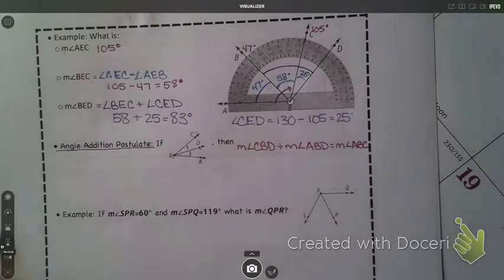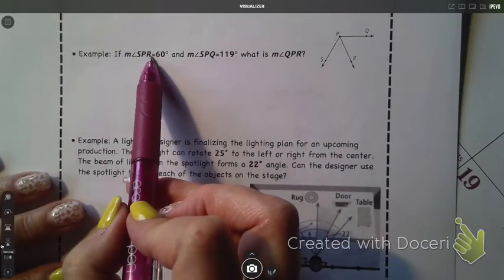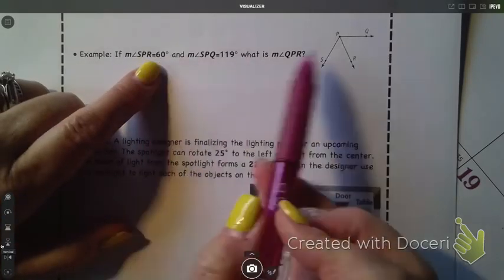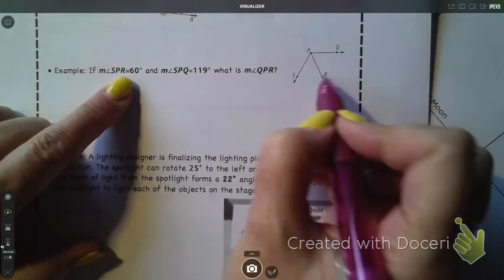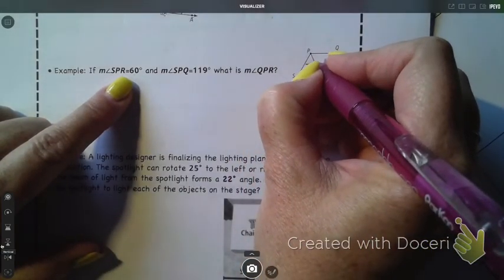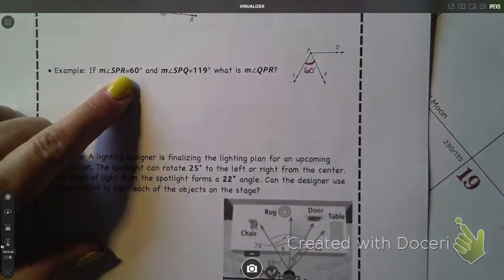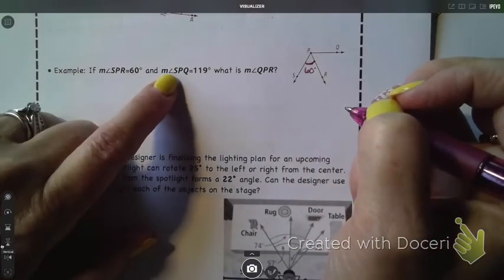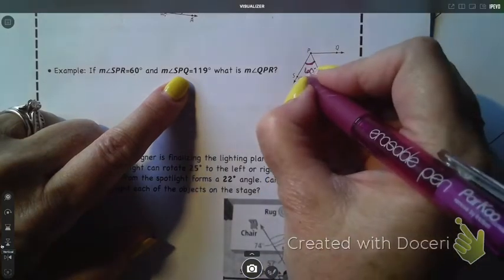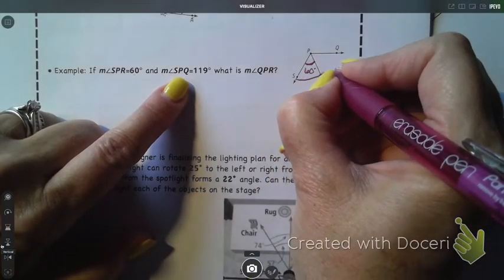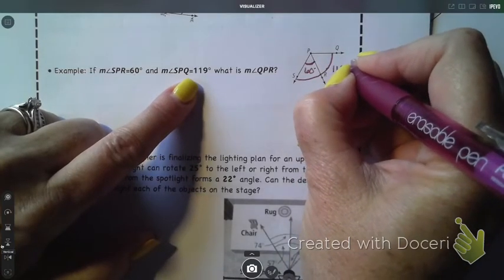Okay? AFC. So, if the measure of SPR equals 60, what should we do with that information? Put it down. We should write it on here, right? Yeah. So SPR is 60. And I go like this and I put a 60. And a degree can even be a dot when you're writing it on there. The measure of SPQ, so that's the whole thing. So draw it the whole way. Is 119.